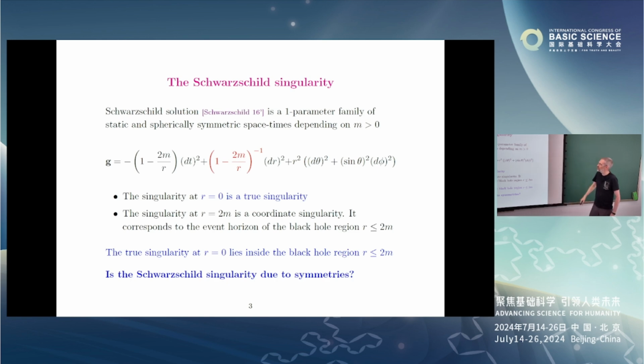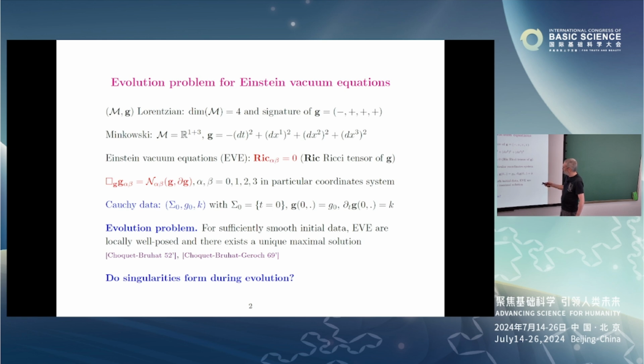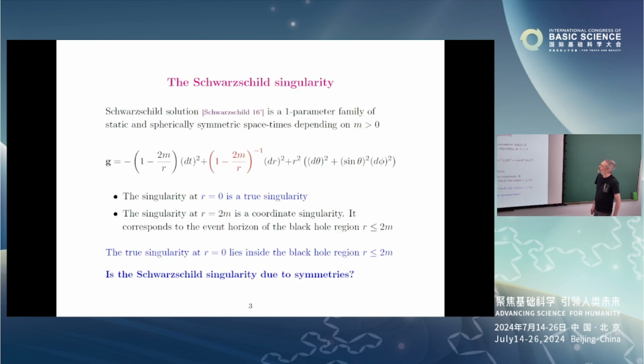So I'm going to focus on the second solution of the Einstein vacuum equations chronologically, the Schwarzschild solution, which was found by Schwarzschild in 1916. Sorry, let me go back to the previous slide and just say that obviously Minkowski is flat, and therefore it's Ricci flat. So Minkowski is certainly the simplest solution of the Einstein vacuum equations. And here, let me describe the second solution which was found chronologically, which is the Schwarzschild solution.